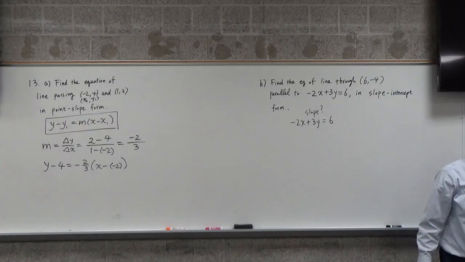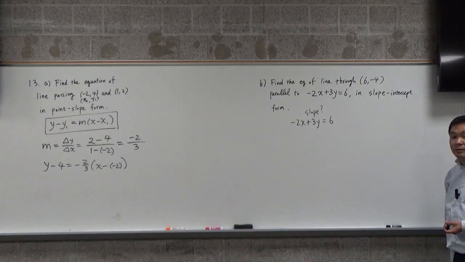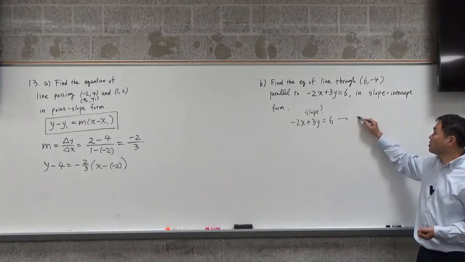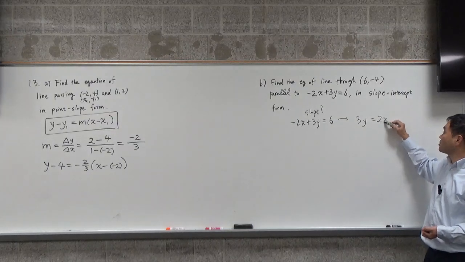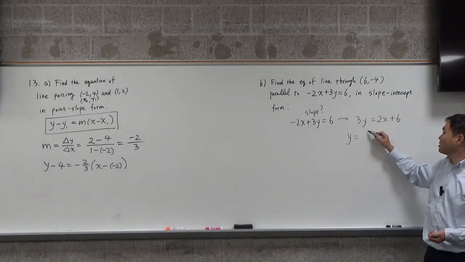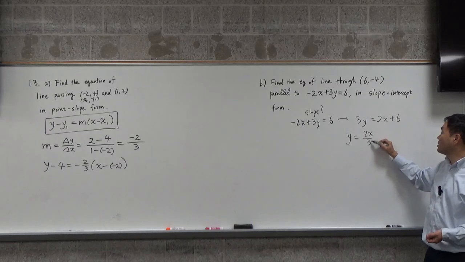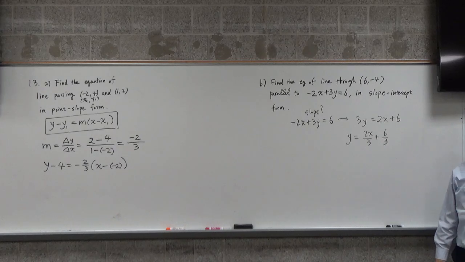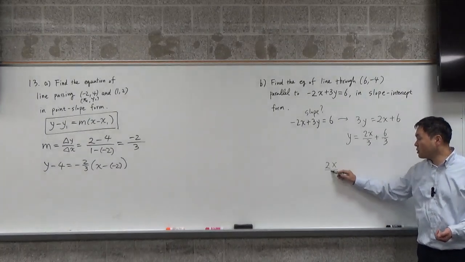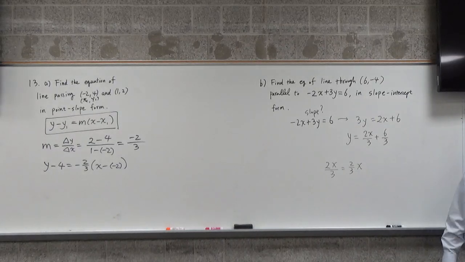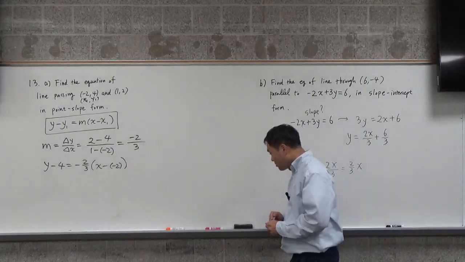How do you find the slope of a given line? You have to solve for y, right? So you have to move the negative 2x to the other side, and you get 3y equals 2x plus 6. Divide both sides by 3. So y is 2x divided by 3 plus 6 divided by 3. And 2x divided by 3 is the same thing as 2 over 3 times x. Did you know this? Is that okay? I realize that some people are confused with this.